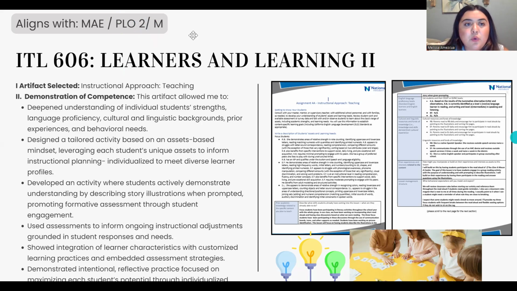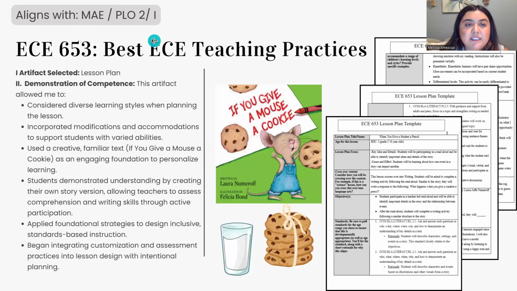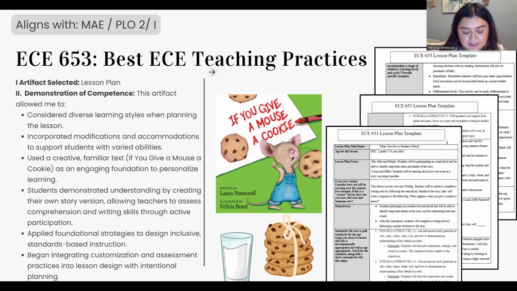The next course I took was ECE 653. So this is Best Early Childhood Education Teaching Practices. And for this lesson, I also selected a lesson plan that I developed, and I've aligned it with PLO2 at an introductory level. So a little bit about this lesson, I designed it.